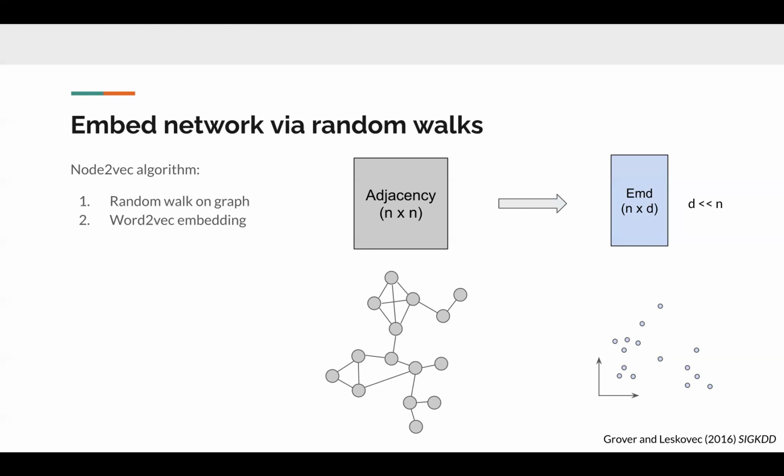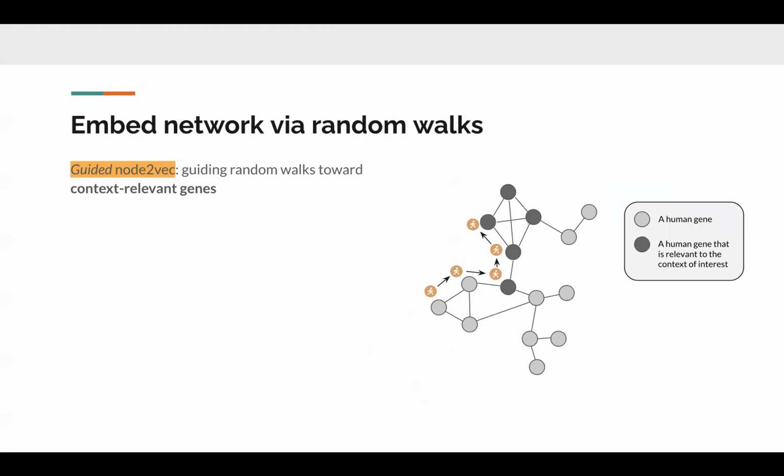Now, to learn the embeddings, node2vec first generates random walks on the network, which are essentially sequences of nodes. Using these node sequences, it then learns to position every node in the network in the embedding space based on how frequently two nodes co-occur within a few hops of the random walk. The main idea of our context-specific embedding approach is then to guide the random walk towards genes that are more relevant to a particular context of interest, which are colored in dark gray in this example.